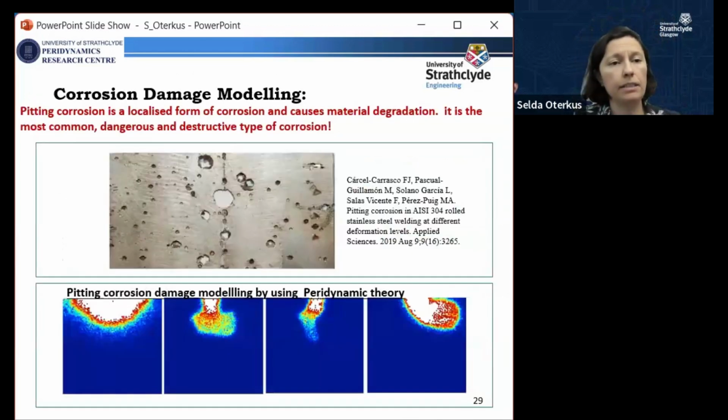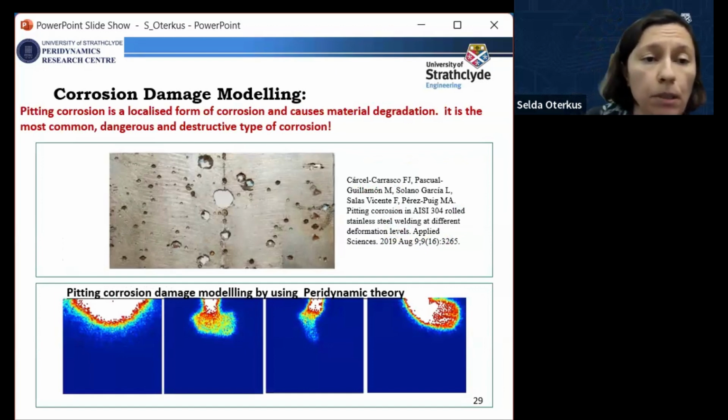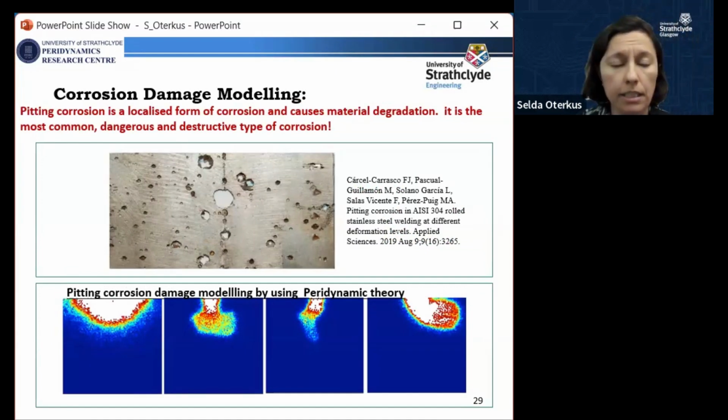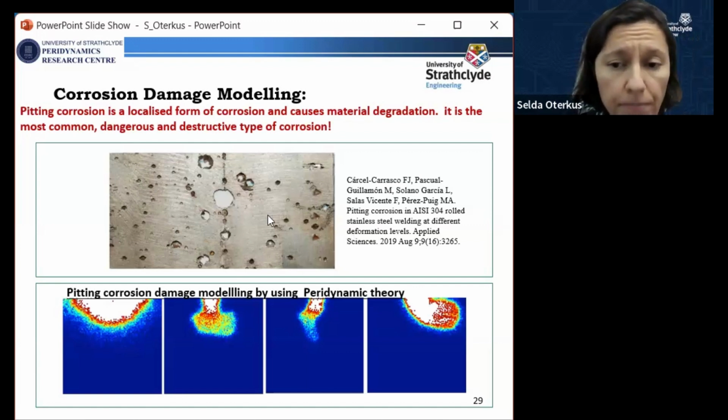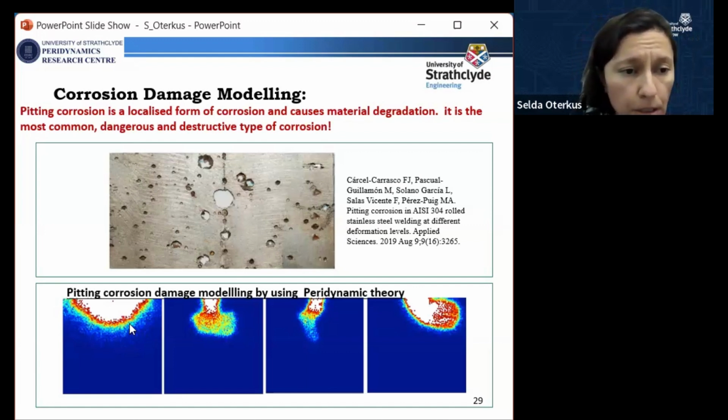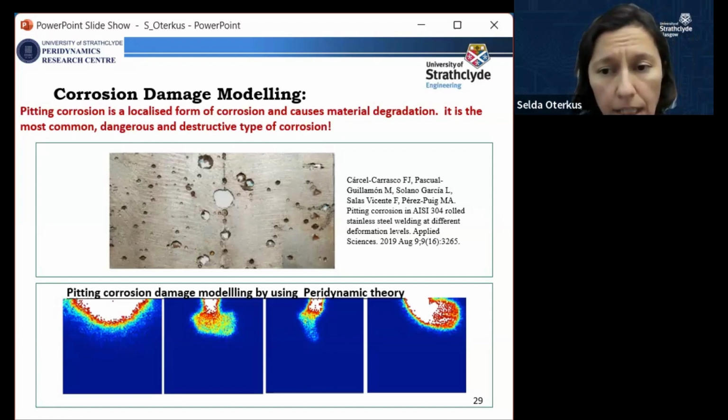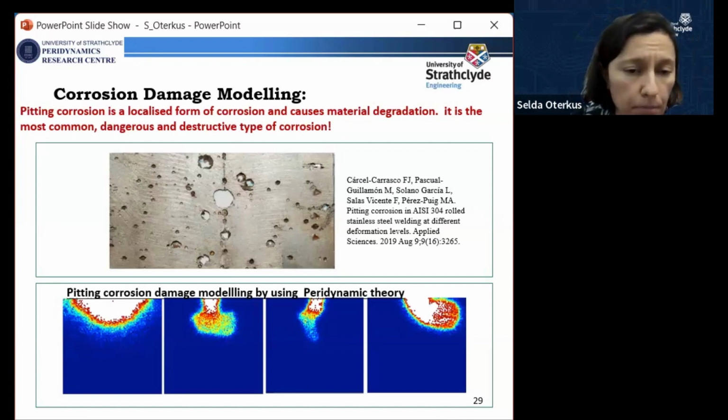Another damage mechanism for corrosion is pitting, which is a localized form of corrosion, and it causes material degradation. Again, for marine structures, this is another mechanism that needs to be considered, because it is the most common and most dangerous part of the corrosion mechanism, especially for marine and offshore structures. As you can see here, by using our methodology, we can capture realistic pit morphologies by using the paradigm methodology.